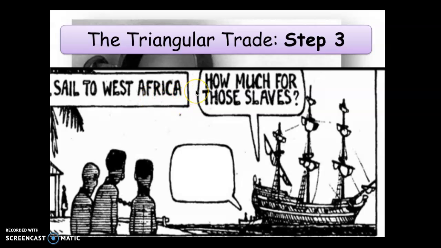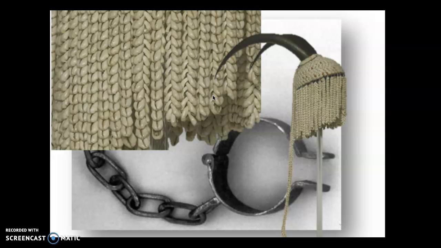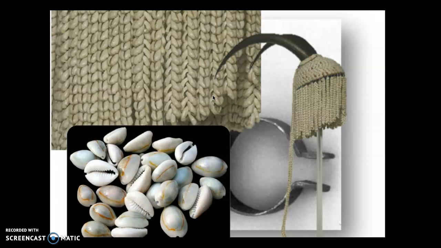So that ship from Great Britain sails to West Africa, where slaves are auctioned off. And the question then is, how much does it cost for those slaves? Well, 100 beads. Okay, so that's what is going to be used for buying and purchasing these slaves. And from those beads, all sorts of intricate headwear and other items will be made. And those beads really are more like little tiny seashells.